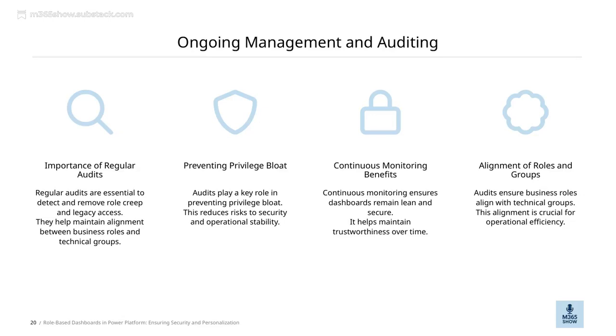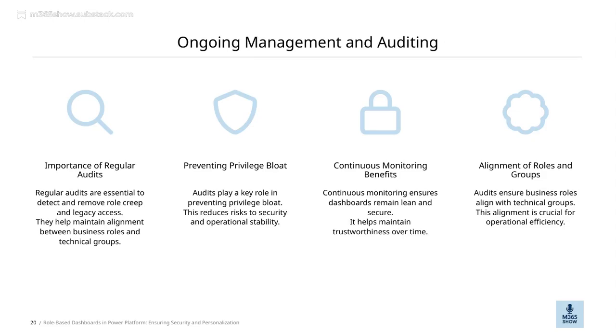Now, let's talk about ongoing management and auditing within role-based dashboards in Power Platform. One of the most important aspects is ensuring that roles and groups are properly aligned. Regular audits help verify that the business roles we assign actually match the technical groups responsible for managing those roles. This alignment is critical because it directly impacts operational efficiency. When roles are correctly aligned, users have the right access, and we avoid confusion or security gaps.